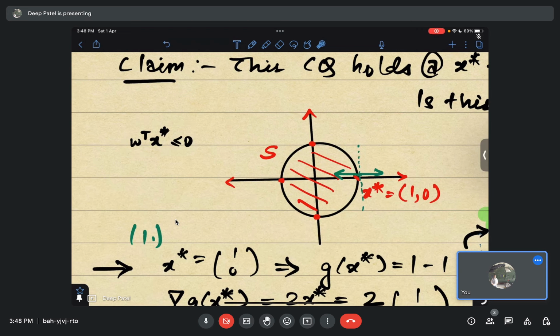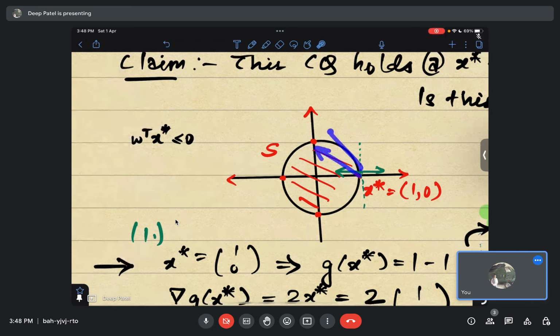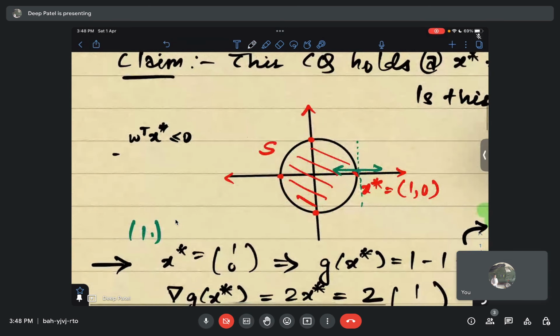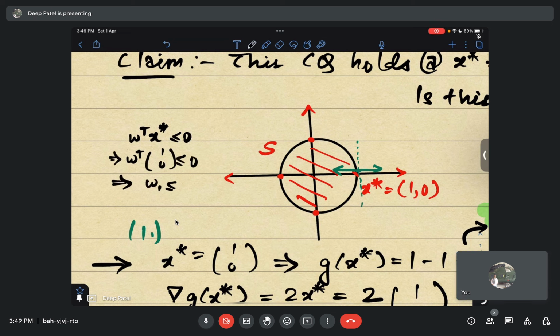I'm just saying W transpose, with W lying on this side. I'm taking the inner product with W's lying on this side. So what do I expect them to be? Less than or equal to 0, right? Yes. So that is nothing but W1 times... So basically, what is W transpose x star? 1 0 less than or equal to 0, right? That implies this gives the same form.